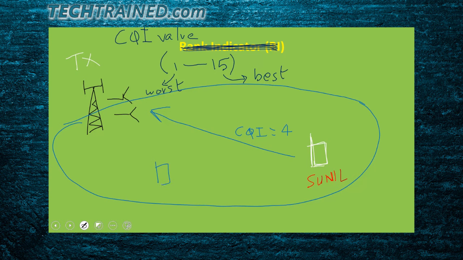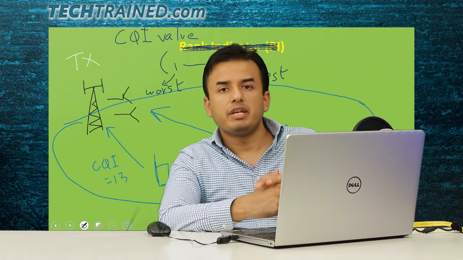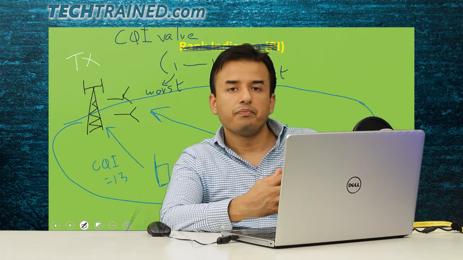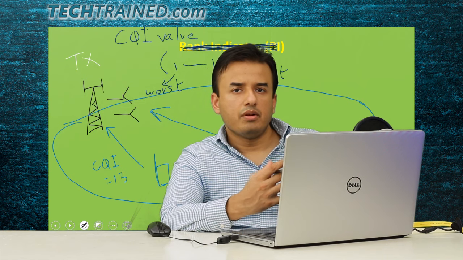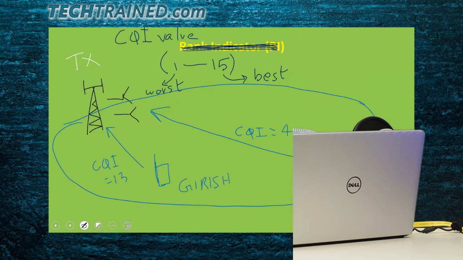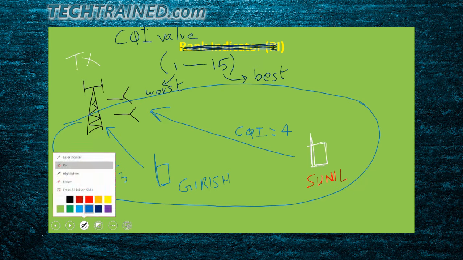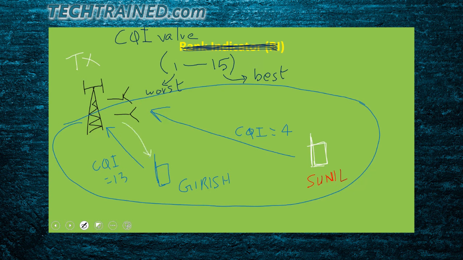Similarly, if a user is standing over here, and let's call this user Girish, just as an example, in this case the UE is going to report a CQI value of, let's say, 13. Why? Because this user is standing way closer to the cell edge. When the eNodeB receives a CQI value of 13, then the eNodeB is going to make a decision, okay, I can give 64 QAM modulation scheme for this user. So this user will start getting higher data rate throughput on a different modulation scheme, while in this case the other user is going to get data rate at QPSK modulation scheme, which will be slow speed data or low throughput data.